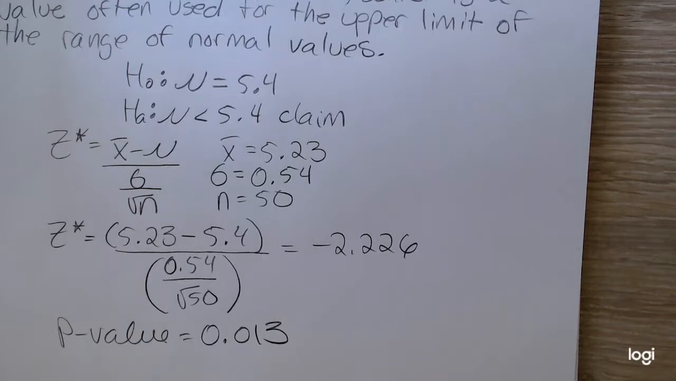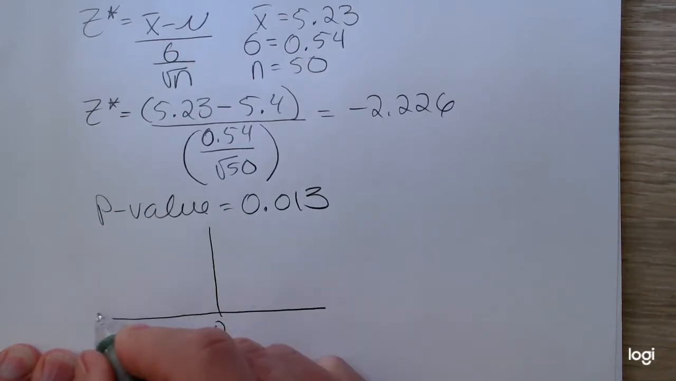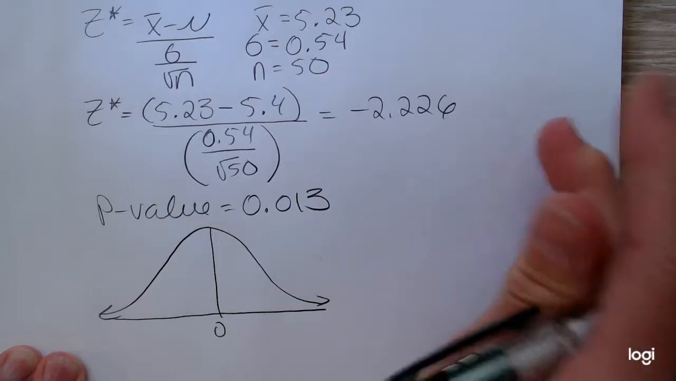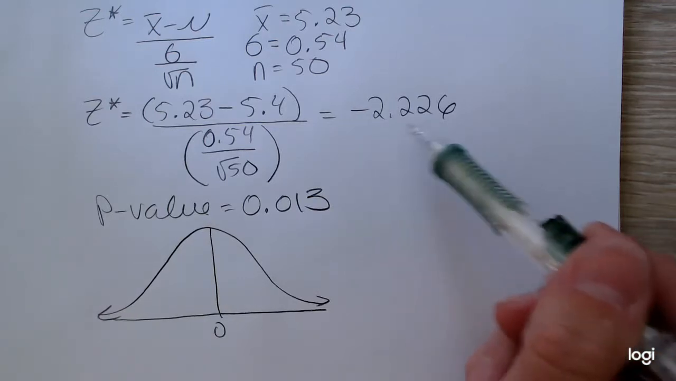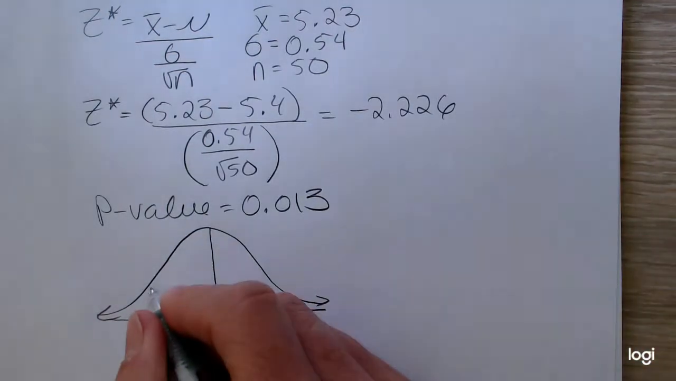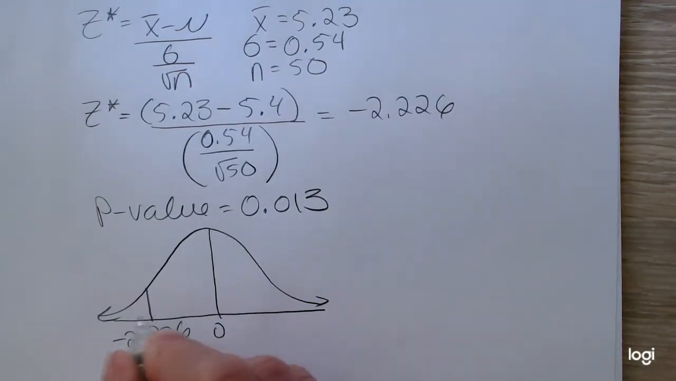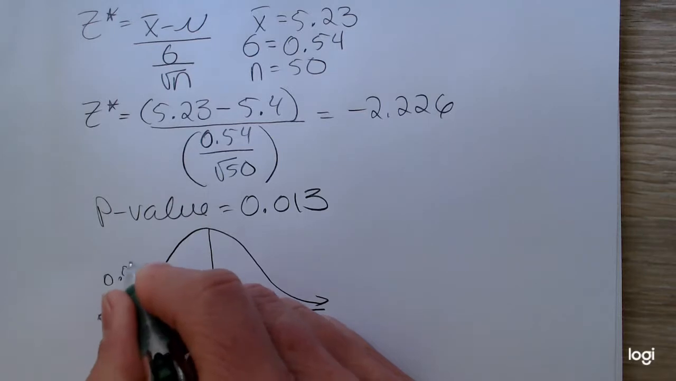And if your p-value is less than your level of significance, you will reject the null. Now what the p-value represents is an area or a probability that's associated with the standardized test statistic. Because this is a lower tail test, the area I want to shade that goes along with the test statistic is going to be further to the left of negative 2.226. Okay, so this area will be the p-value.